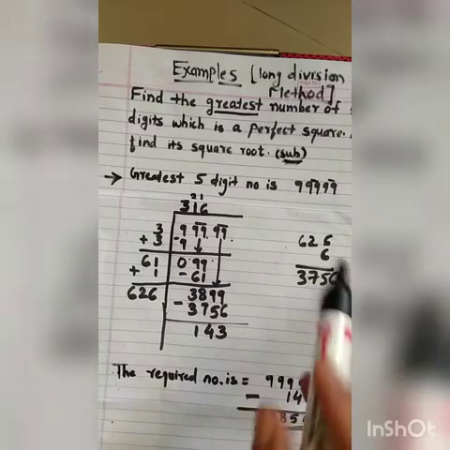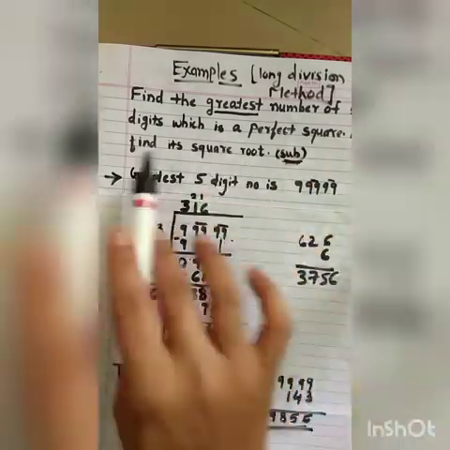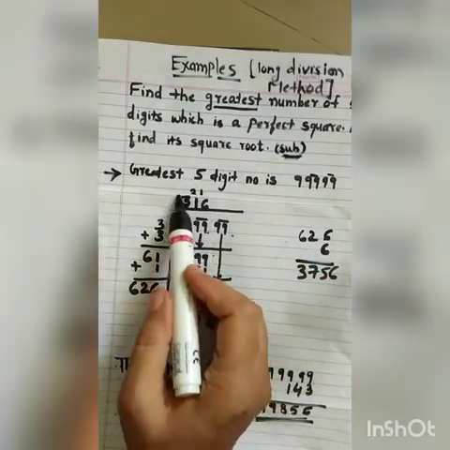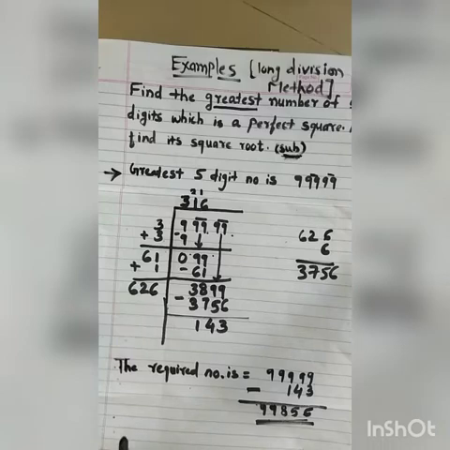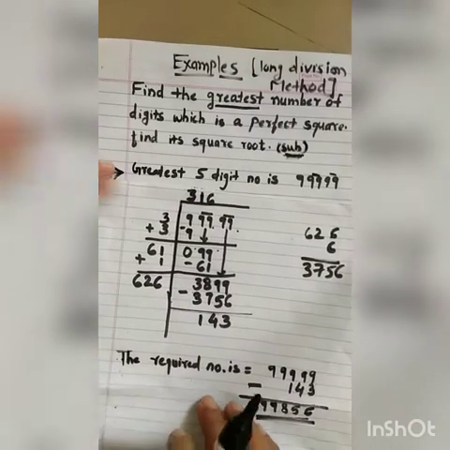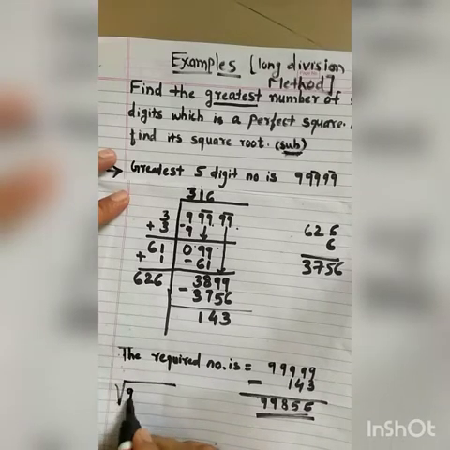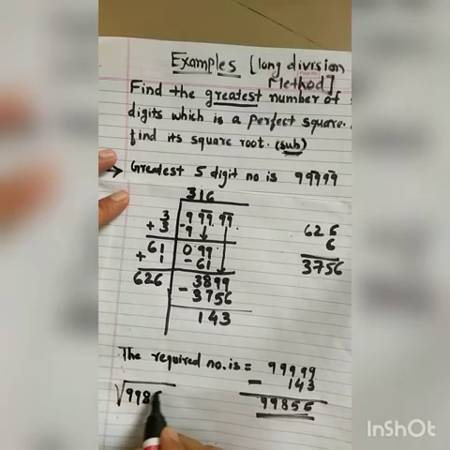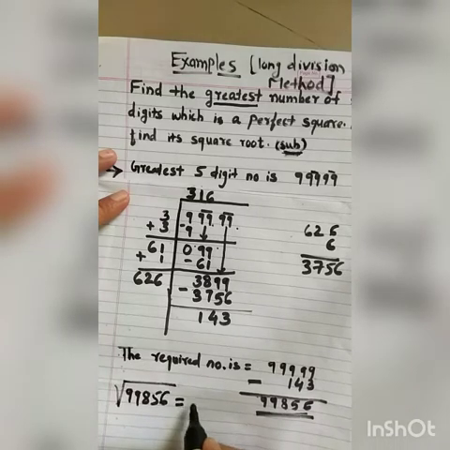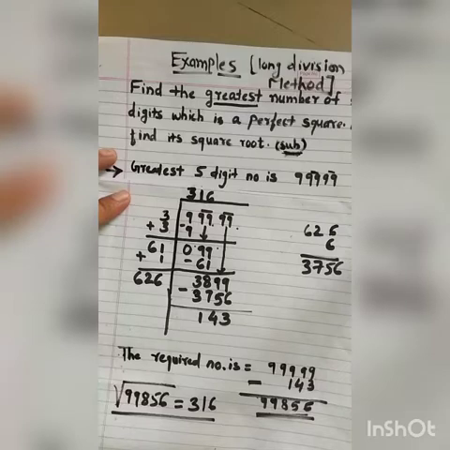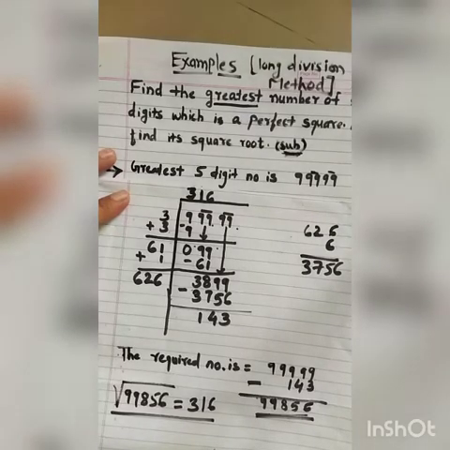99,856. Again it is asked that also find its square root. So you know that our quotient is the square root. So the square root of 99856 is equal to 316. So this will be our answer.